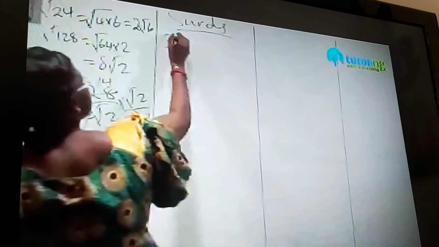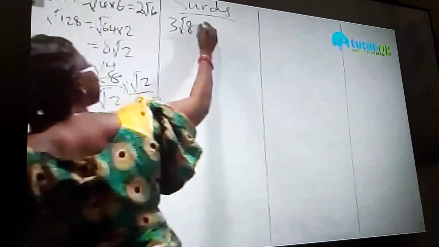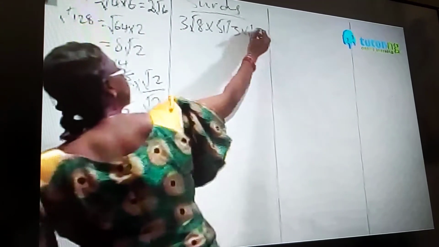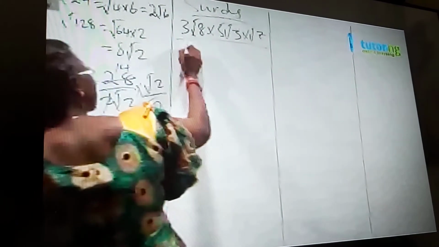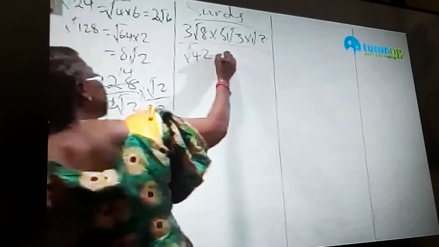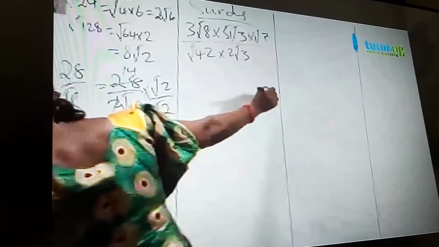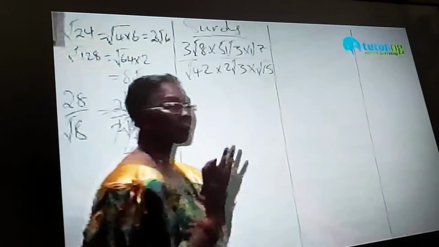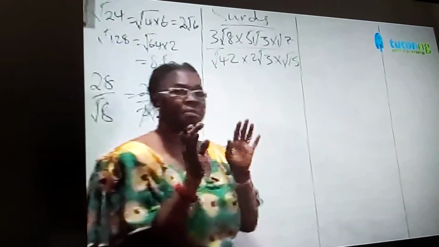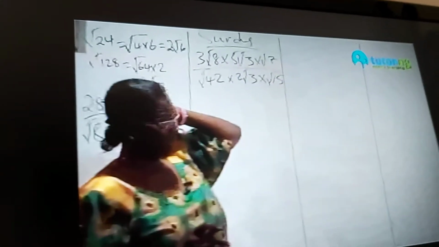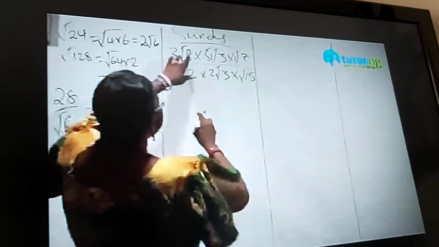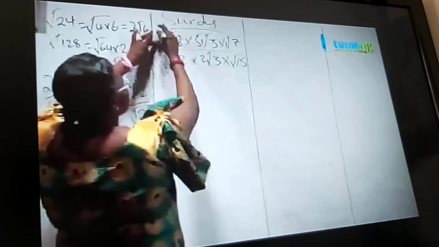Next: 3 root 8 times 5 root 3 times root 7, all over root 42 times 2 root 3 times root 15. The key word here, or the basic concept here, is work with prime factors. Break your number to the smallest factors you can get. So here 8 is 4 times 2.